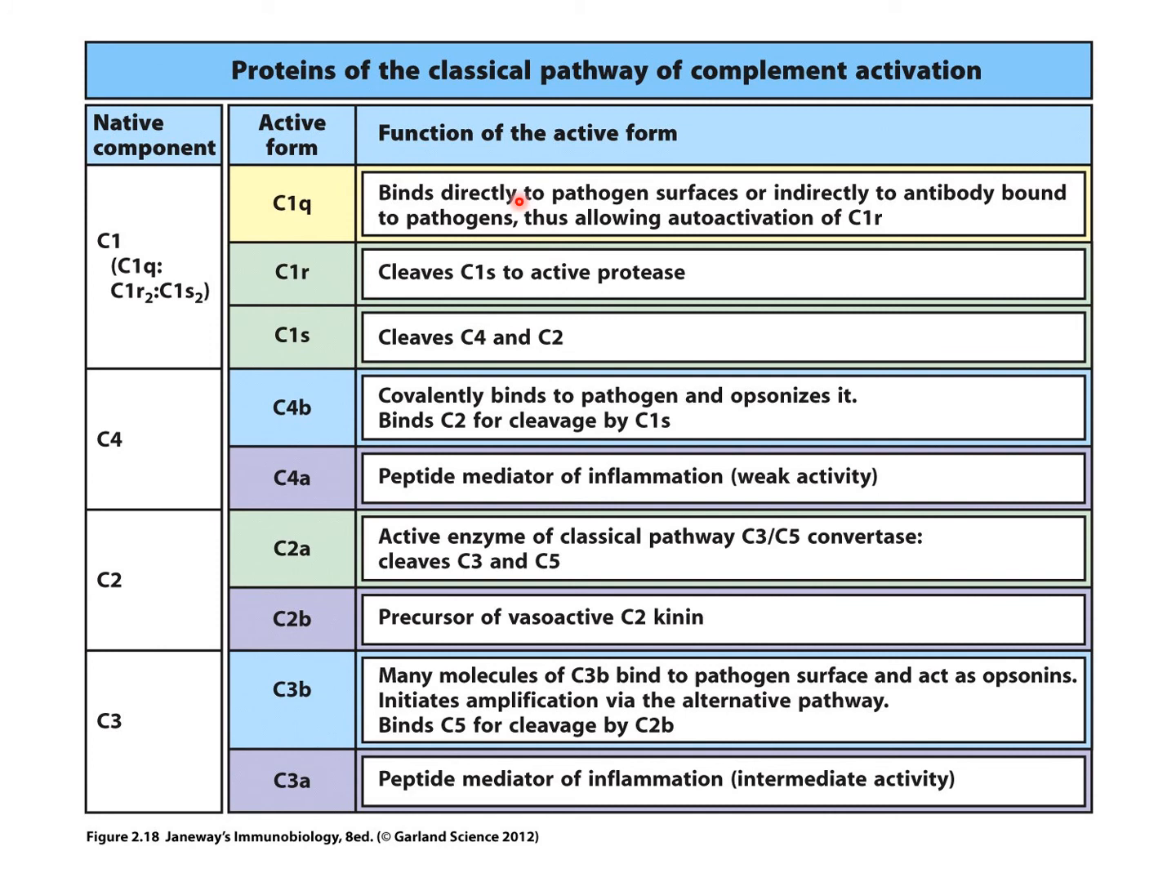When you look at the different parts, proteases: C1 keeps everything together, acts as a stable platform for C1r and C1s to activate C4 and C2. C4b binds, gives a place for C2 to be recruited to. C4a, mediator of inflammation, weak. C2a binds to C4b, acts as a C3 convertase, precursor of vasoactive C2 kinin. Means it's going to help the capillaries to dilate, allow more fluid through. C3a, peptide mediator. This is going to be intermediate activity, a stronger mediator. It's going to kick off the true inflammation at the site of infection.